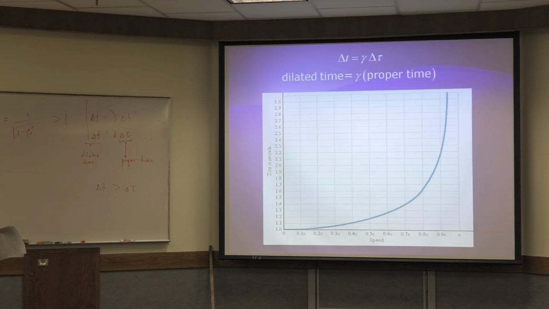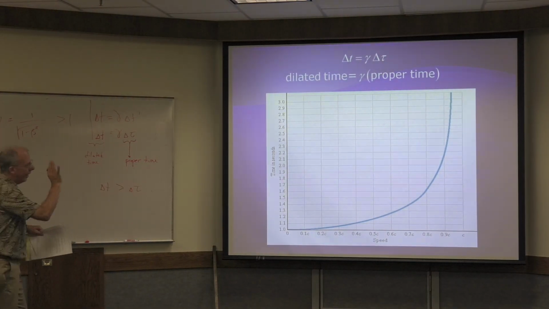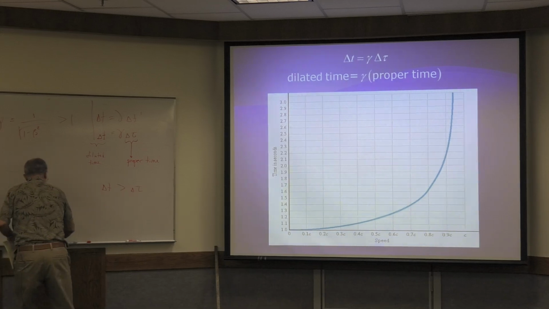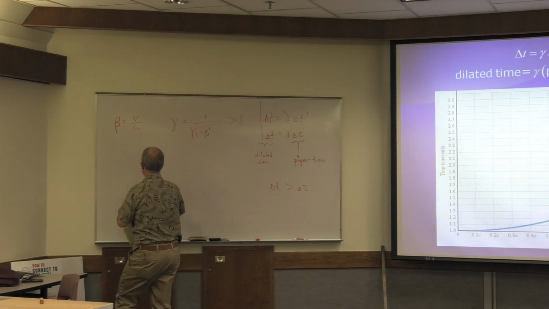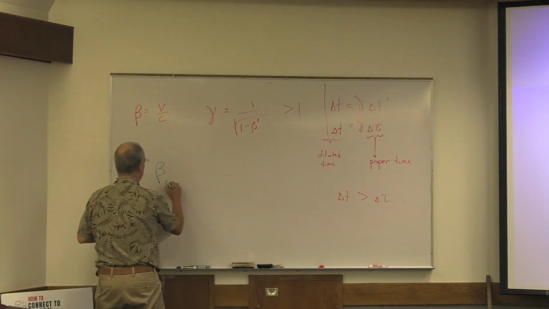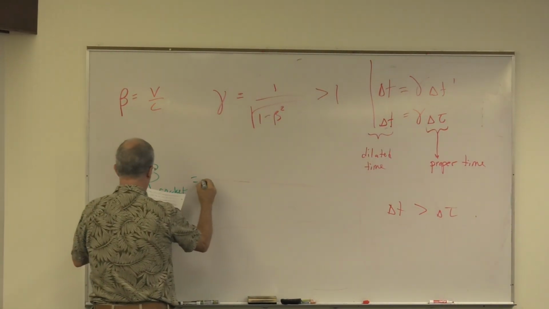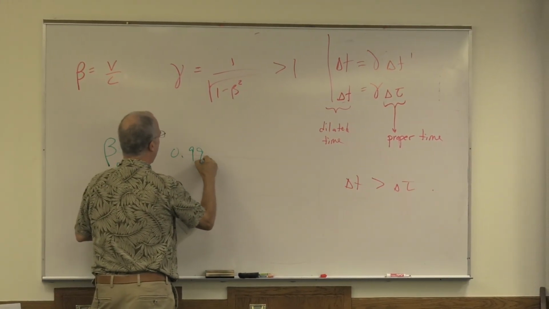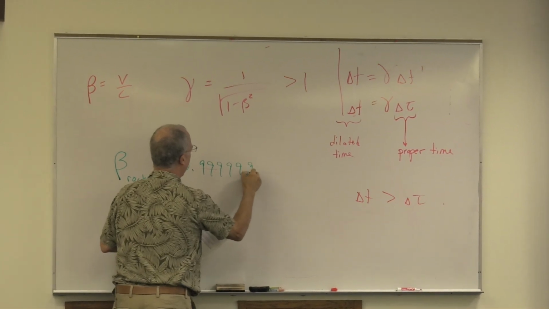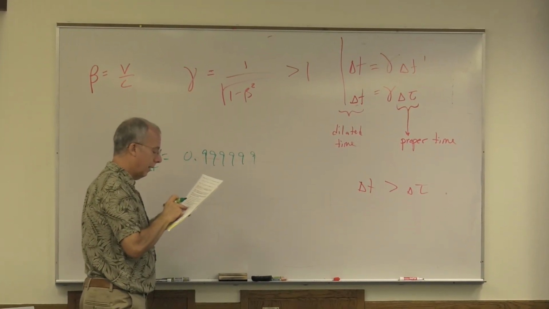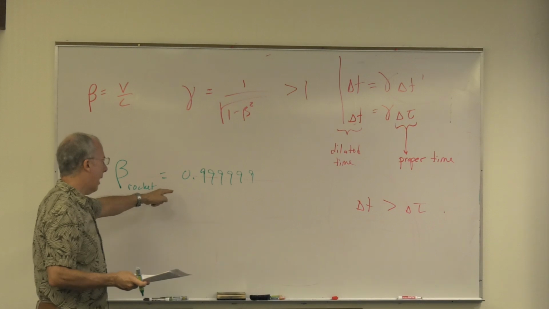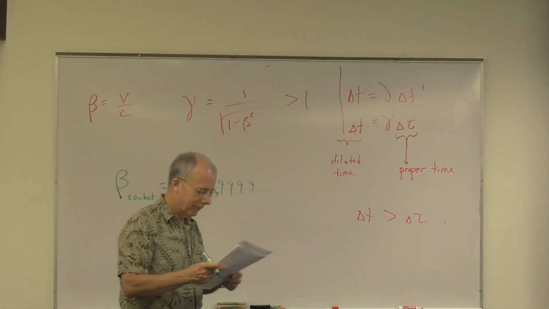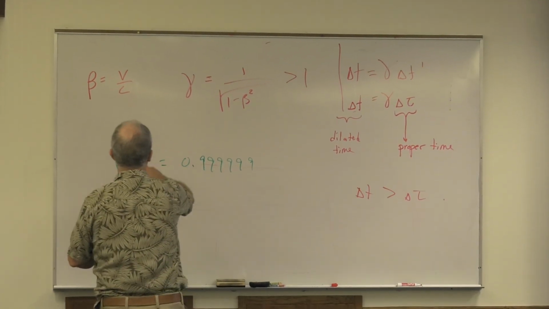Okay, let's do a crazy example. Let's say that we have the technology to make a rocket that has a speed of 0.9999999. So that means 0.9999999 times the speed of light, right? Because remember, beta is v over c.